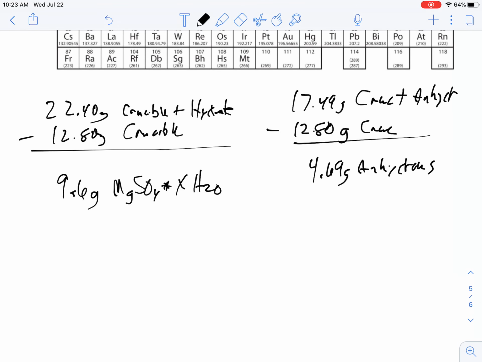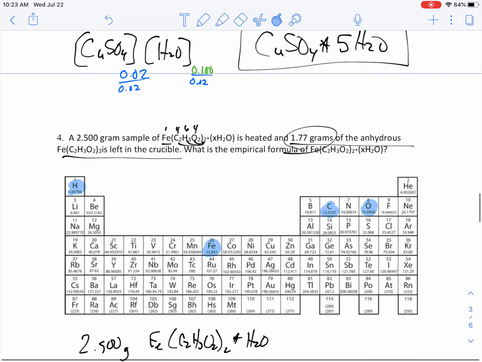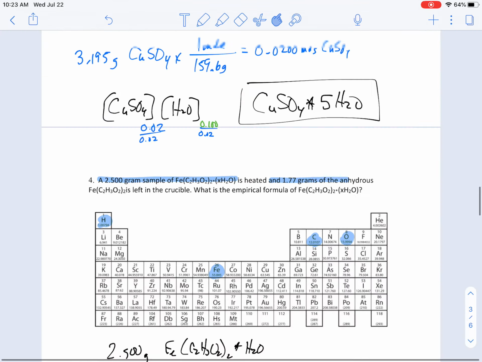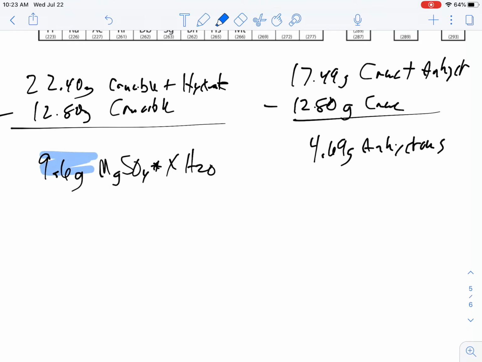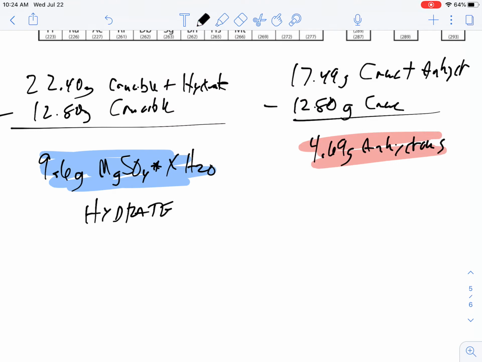So now I have my information, and it looks like the previous problem. In the previous problem, I gave you a sample of the hydrated compound and a sample of the anhydrous compound here and here, right? Now you have gotten those numbers. So now you know that you have 9.6 grams of the hydrate and you have 4.69 grams of the anhydrous compound. Now you can do the problem like normal.